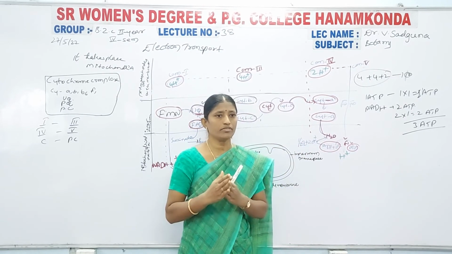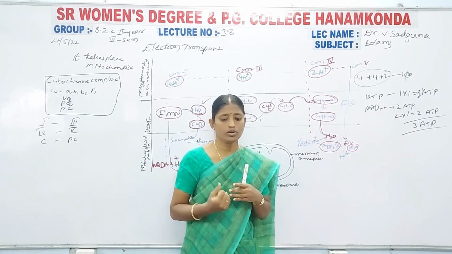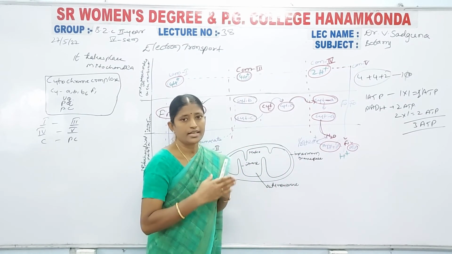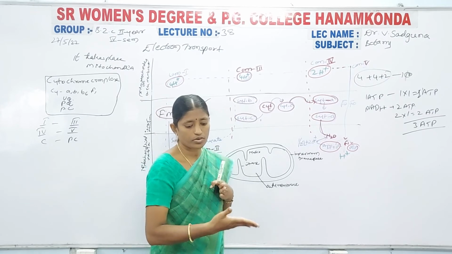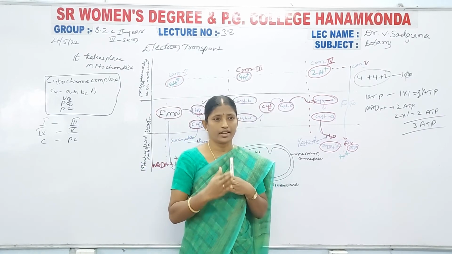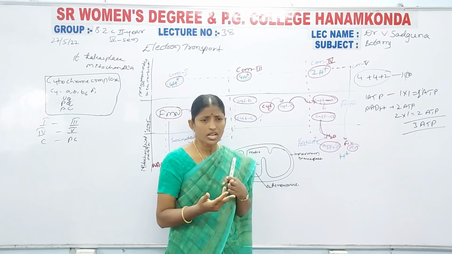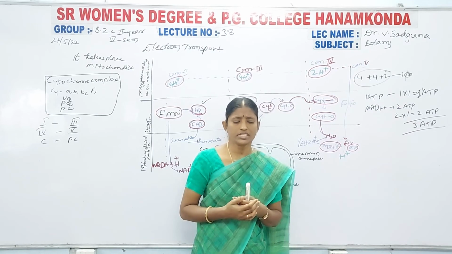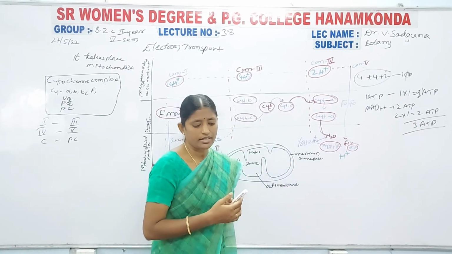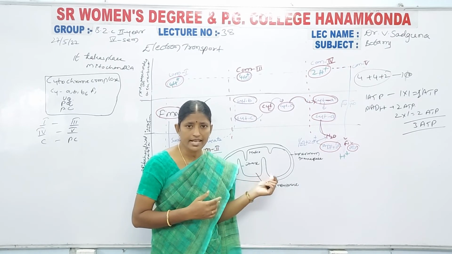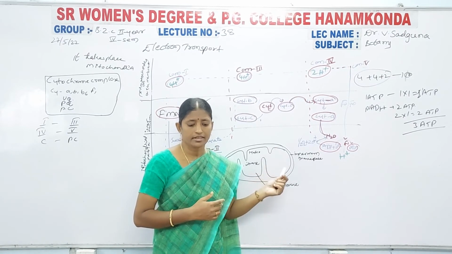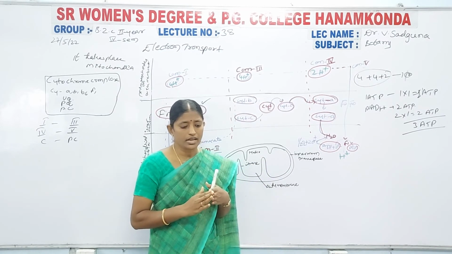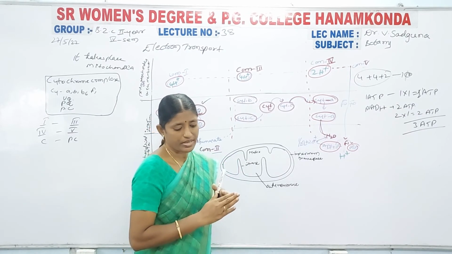Then it moves to complex 3, with electrons going to cytochrome B and the release of 2 H plus ions. Then complex 3 and complex 4. For every 2 electrons passing through the ubiquinone, the cycle of complex 3 involves the transport of 4 H plus ions from the matrix through to the intermembrane space.